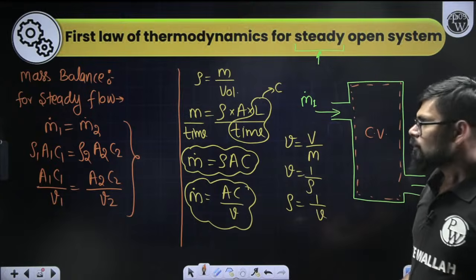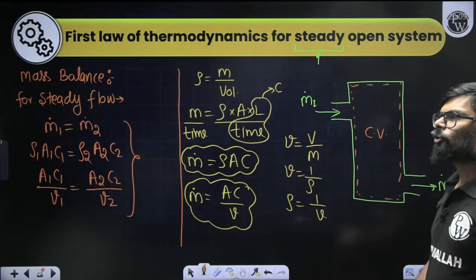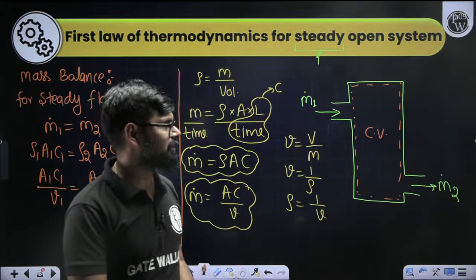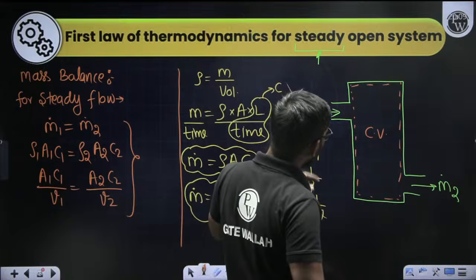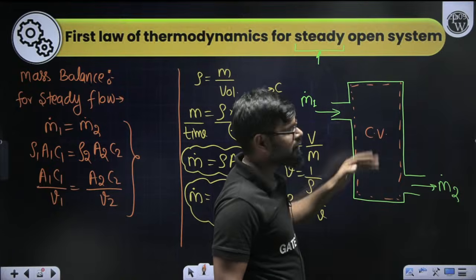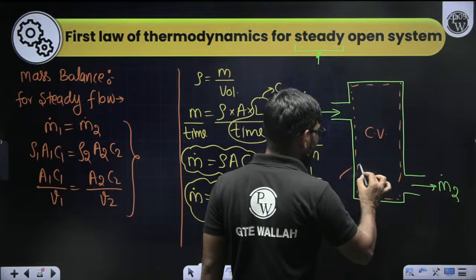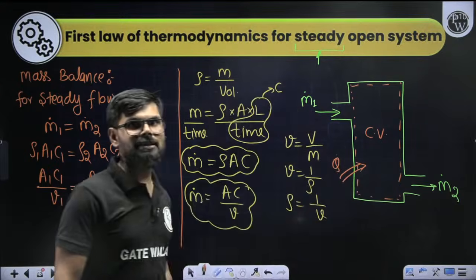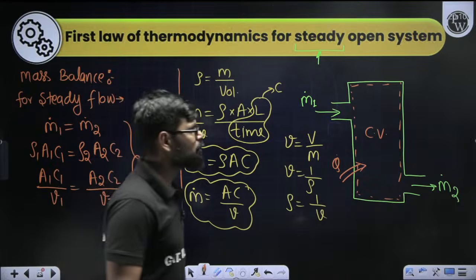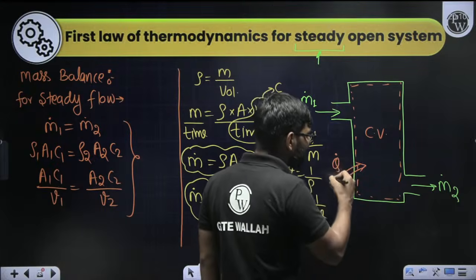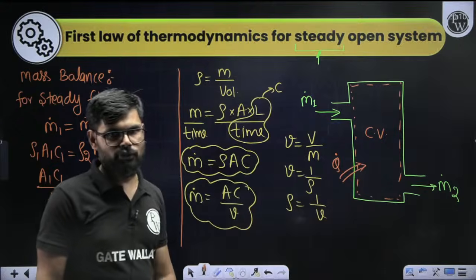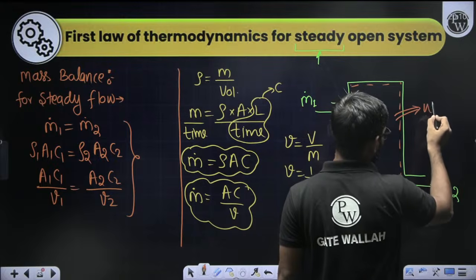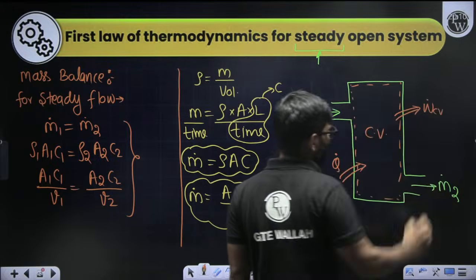Okay, let's talk about the energy balance. But before that, I would like to share what kinds of transfers may take place here. Mass is entering, mass is leaving. Heat may enter. I am considering the positive convention: as per our convention, heat entering is positive and work by the system is taken as positive, W control volume dot.